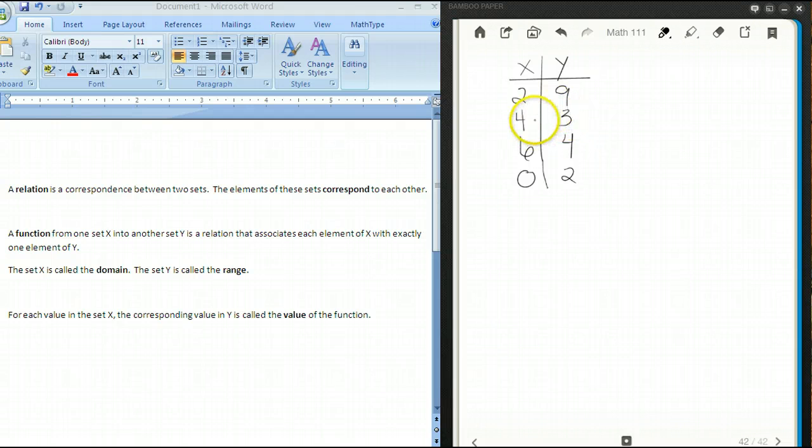So all we need to be concerned about, remember, is that each input, the values of x here, are the inputs. And these are the outputs. We're just concerned about whether each input produces only one output. Is there any value of x here that produces two different y values? Well, no. 2 goes to 9, 4 goes to 3, 6 goes to 4, and 0 goes to 2. They only appear once each. So this is a function. This is okay.